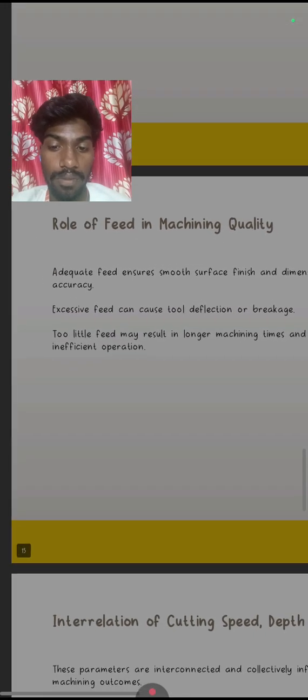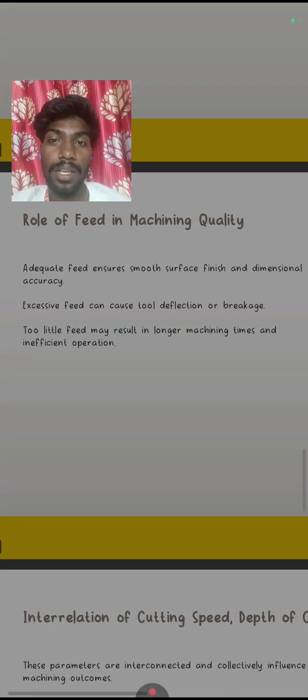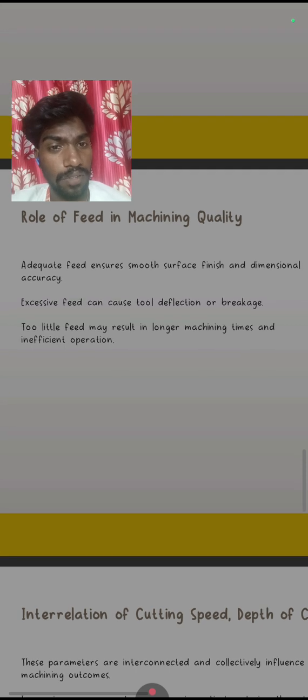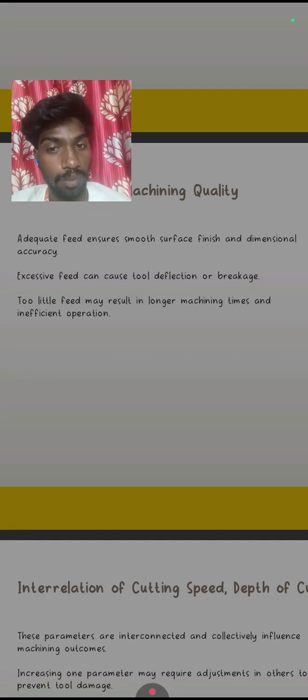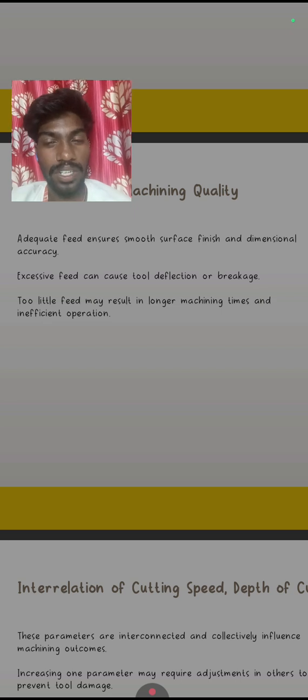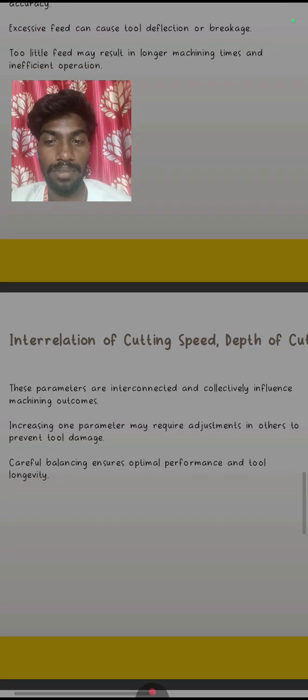Role of feed in machining quality. Adequate feed ensures smooth surface finish and dimensional accuracy. Excessive feed can cause tool deflection or breakage. Too little feed may result in longer machining times and inefficient operation. Very slow feed also consumes a lot of time, which is a waste.